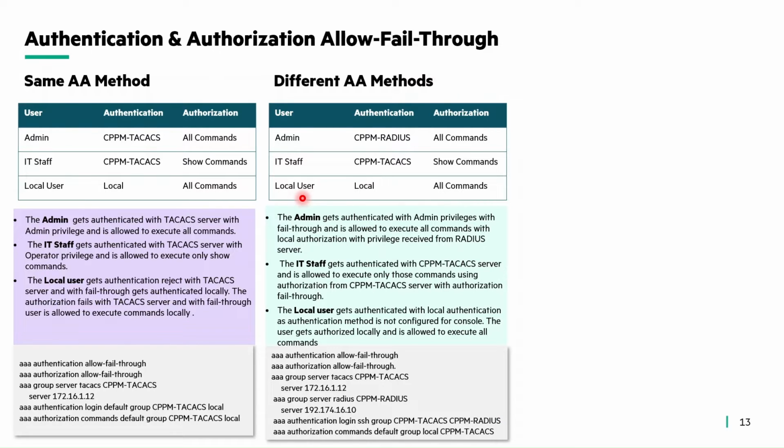Last, we have the local user. He gets authenticated with the local authentication. But here it is a fail-through, because the authentication configuration order is first CPPM TACACS and then CPPM radius, and the local user is only present in the local authentication method. And by default, the last authentication method is local. Hence, the user gets authenticated via local credentials in the switch, and the user gets authorized locally as well and is allowed to execute all the commands.